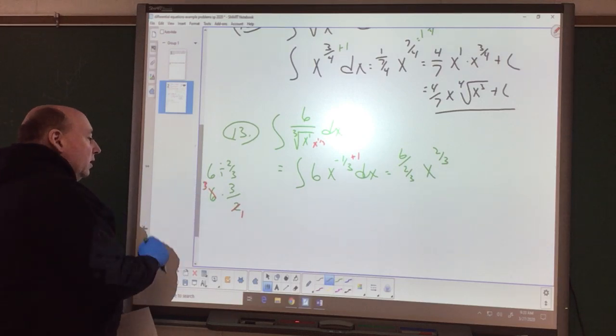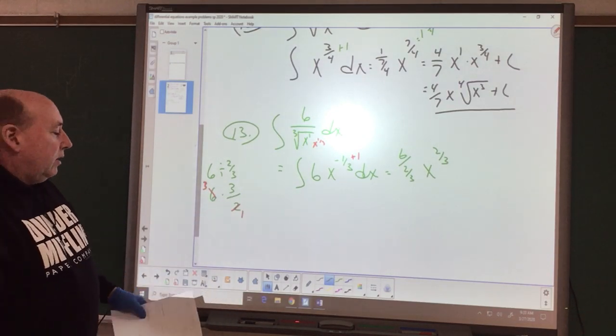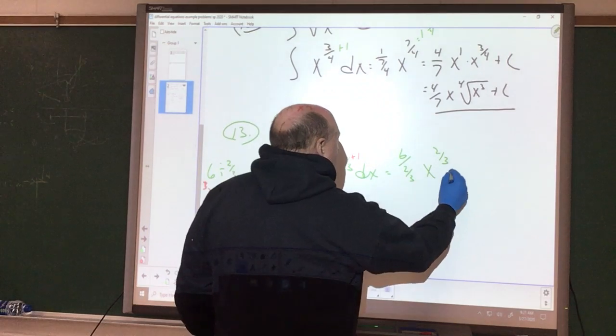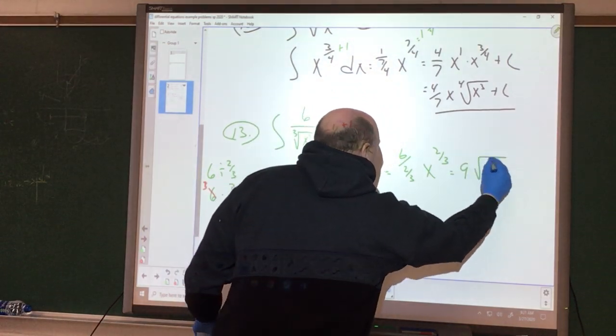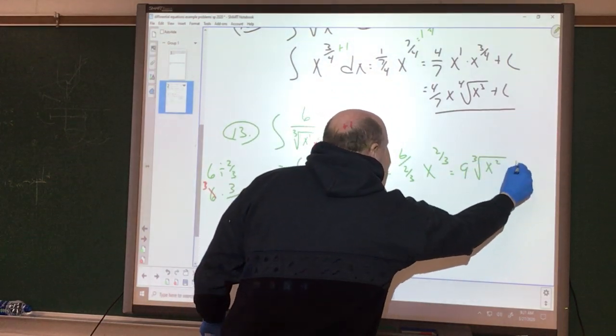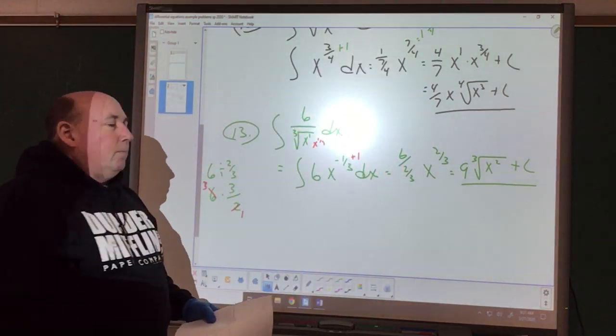This will give us 1 and 3, so we have 3 times 3, which is a value of 9. And then we have the cube root of x squared. And don't forget your plus c.